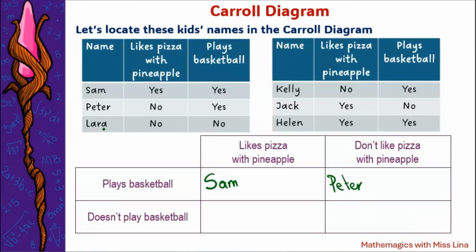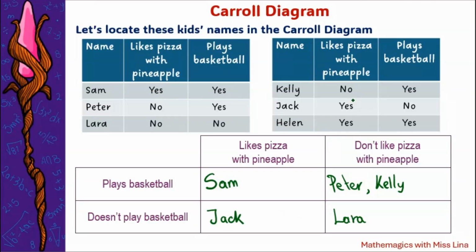Lara doesn't like pizza with pineapple and doesn't play basketball, so don't like and doesn't play here. Lara. Kelly, she doesn't like pizza with pineapple, but she plays basketball. So don't like pizza, plays basketball. Should go here with Peter. Jack, he likes pizza with pineapple and he doesn't play basketball. So yes, he likes pizza but doesn't play. He should go here. Jack.